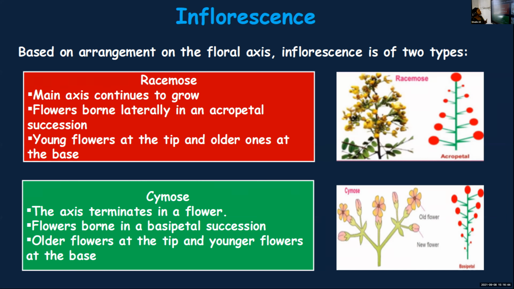And the difference between acropetal and basipetal succession is that in acropetal, younger flowers will be at the tip and older flowers will be at the base, and here the main axis will continue to grow. Whereas in the case of cymose inflorescence, younger flowers will be at the base and older flowers will be at the tip, and the main axis will not grow further. It will end in a flower. It will terminate in a flower. Clear? Okay.